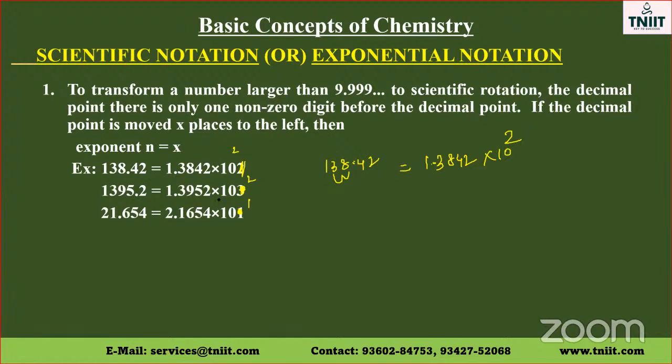1.3842 into 10 power 2. Here, the second example, we are given 1395.2. This also can be written, 3 decimals, 3 digits we are shifting. So it is 1.395 into 10 to the power 3. And here you can see the fourth one. We're shifting it by 1 decimal. So 2.1654 into 10 to the power 1. This is the scientific notation.